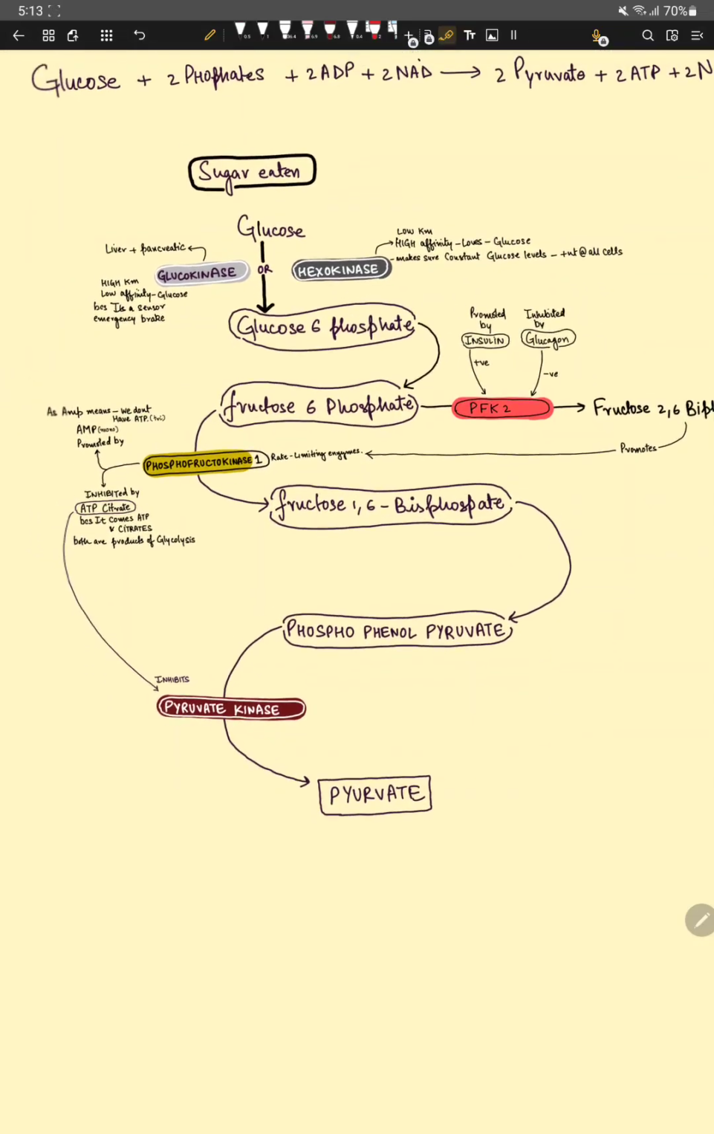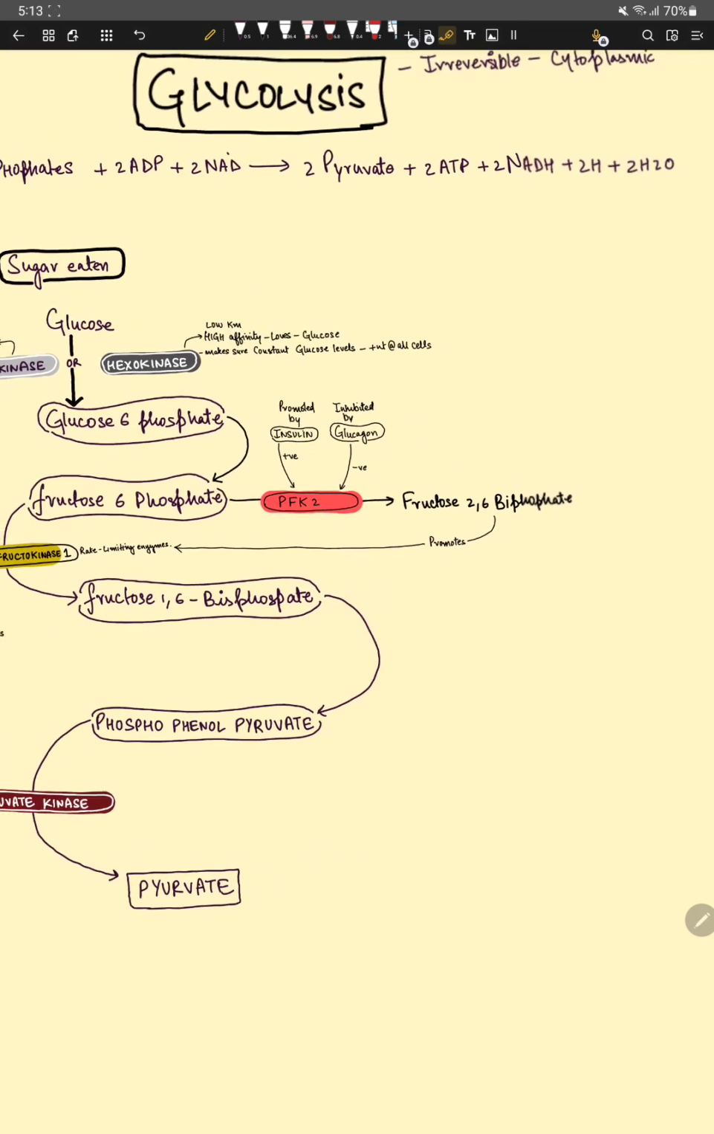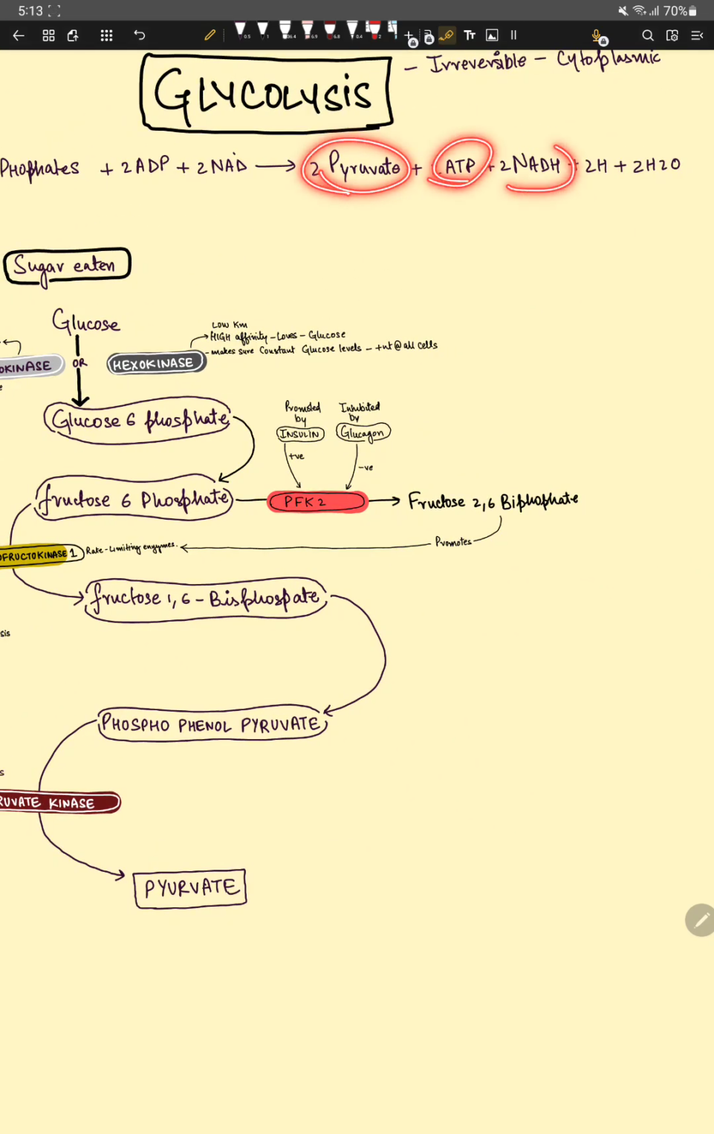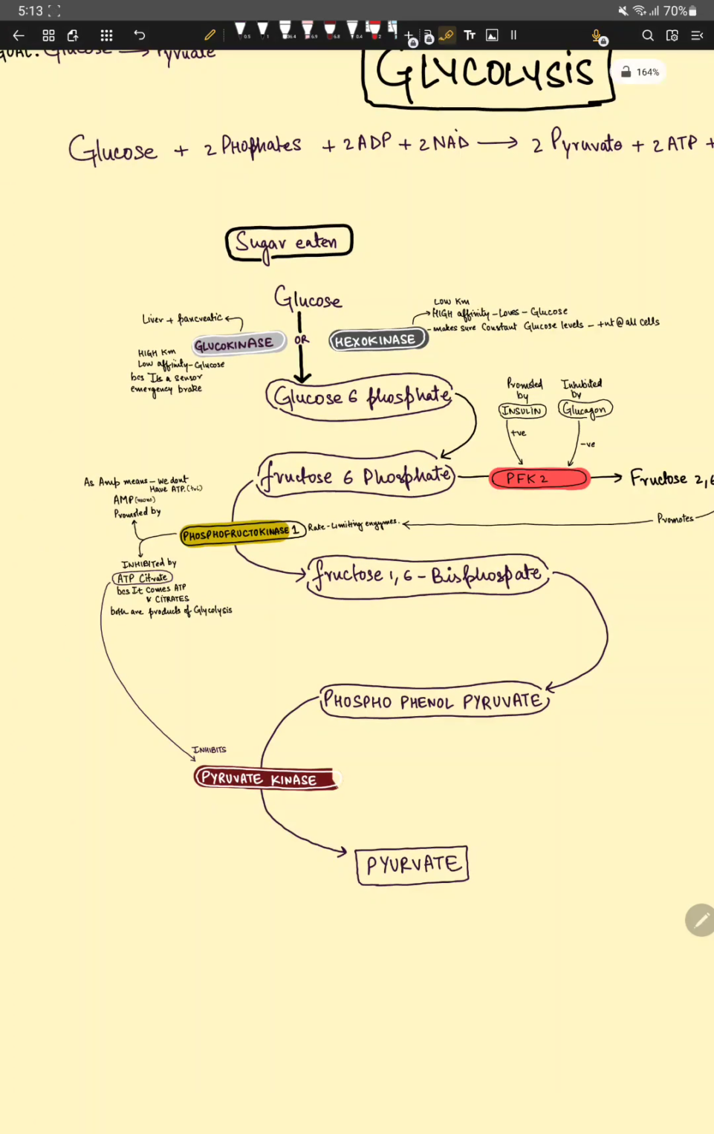The whole glycolysis can be summarized as glucose plus 2 phosphates plus 2 ADP plus 2 NAD gives us 2 pyruvate, 2 ATP, 2 NADH, 2 hydrogen, 2 water. The goal was to take glucose and convert it into pyruvate. The rate limiting step is PFK1. Glucokinase is found in the liver and pancreas, and hexokinase is found in all cells. So this was glycolysis.